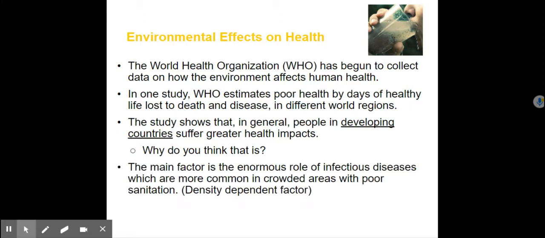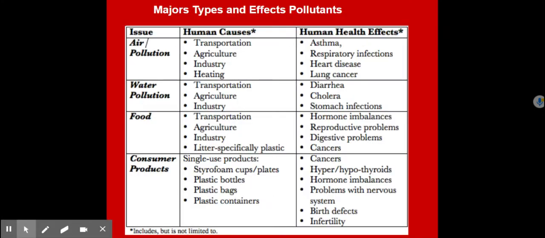The main factor is the enormous role of infectious diseases, which are more common in crowded areas with poor sanitation. Density-dependent factors. Major types and effects of pollutants. Air pollution. Human causes are transportation, agriculture, industry, and heating. Human health effects are asthma, respiratory infections, heart disease, lung cancer.